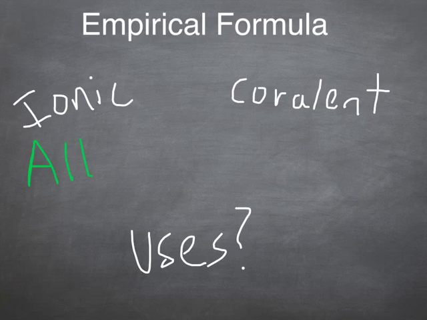For example, something like H2O, or something like CO2, those are already empirical formulas. They're chemical formulas that are already written in their lowest possible terms. But not all substances are that way, and I'll show you some examples in a minute.